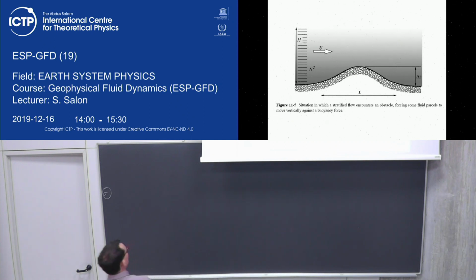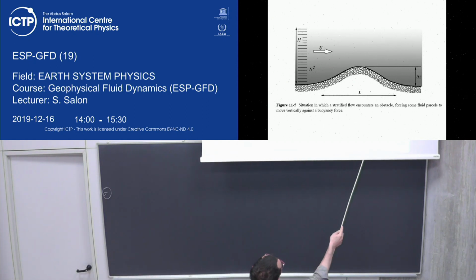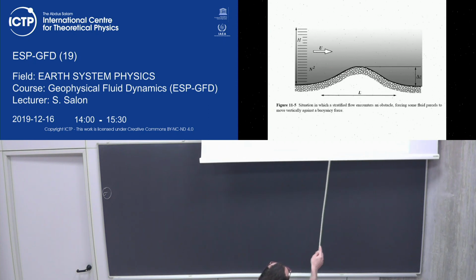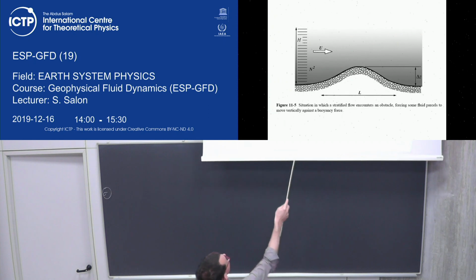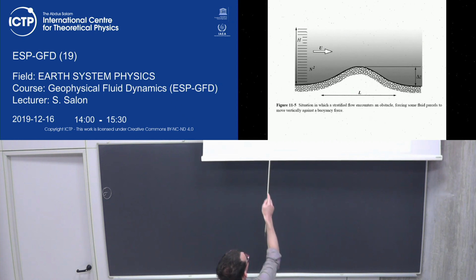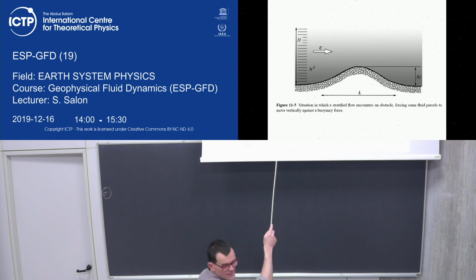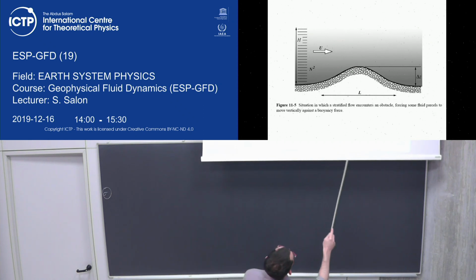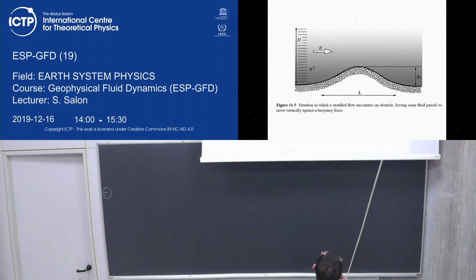So we have an obstacle which has a horizontal length equal to capital L. Then we have a fluid, let's say a flow, which is traveling with the velocity capital U over a vertical distance capital H. And then we have that this flow is stratified with the Brunt-Väisälä frequency N. Okay? And the obstacle has a vertical displacement equal to delta Z.